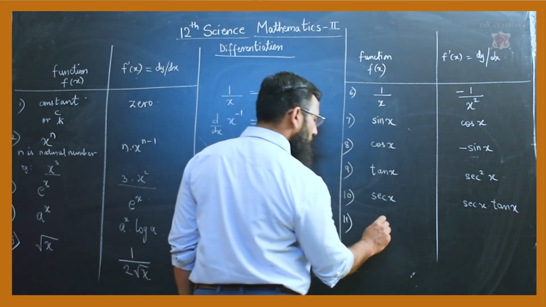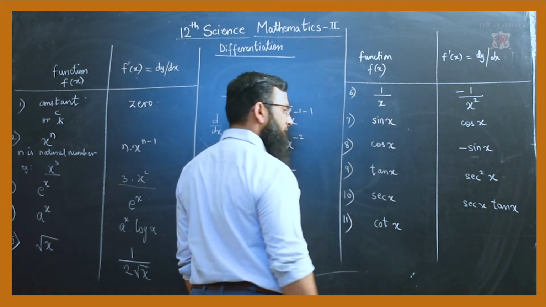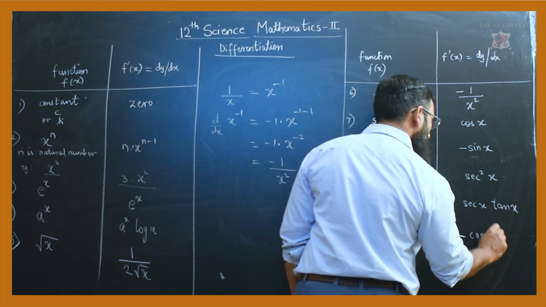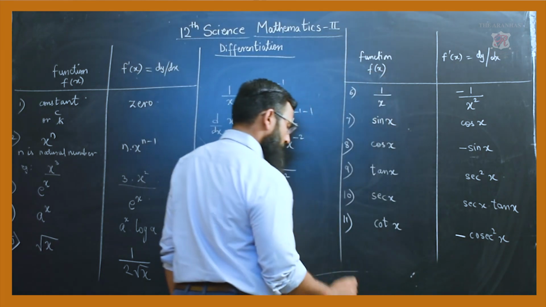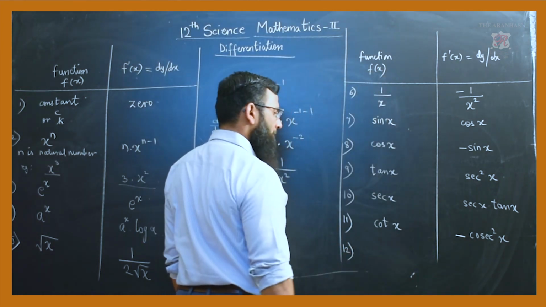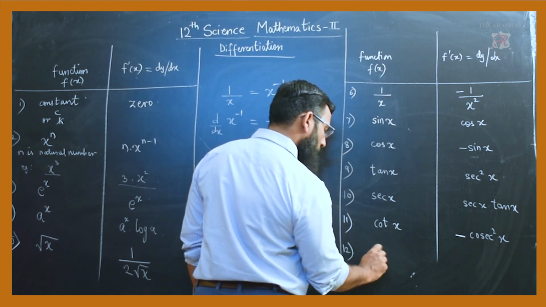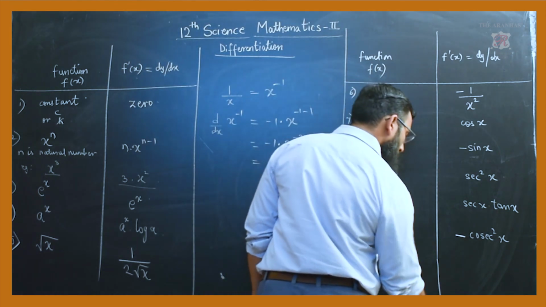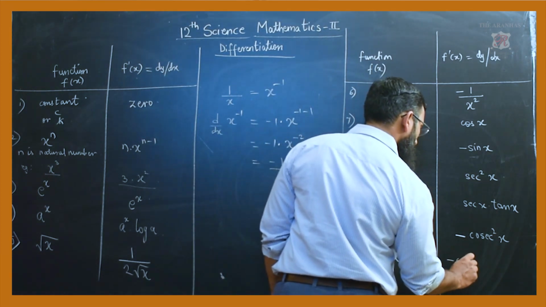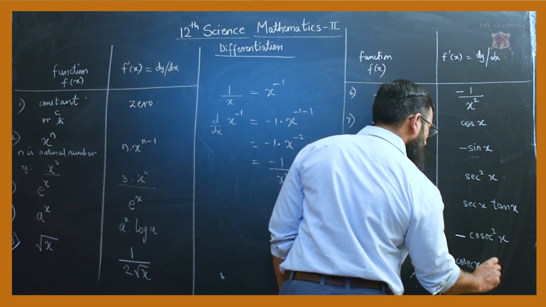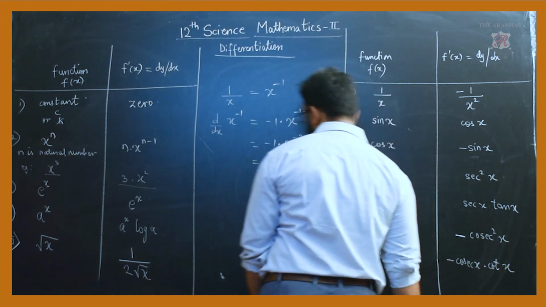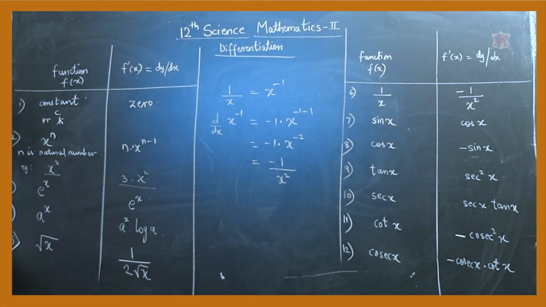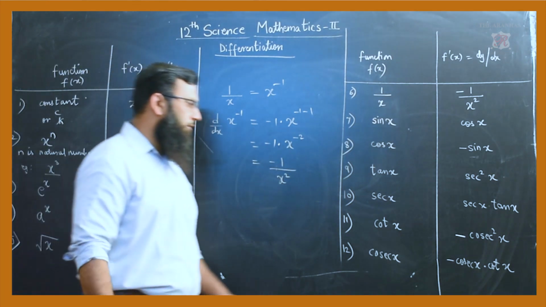Then you have cot of x, which will be minus cosec square x. And we have cosec x, which is minus cosec x into cot x. So these are the list of trigonometric functions and their derivatives.